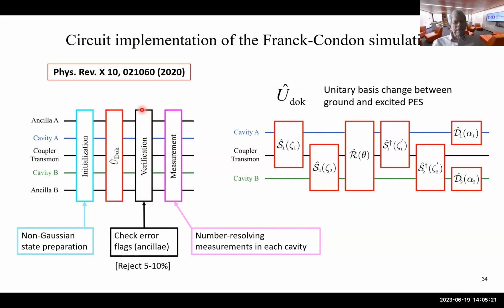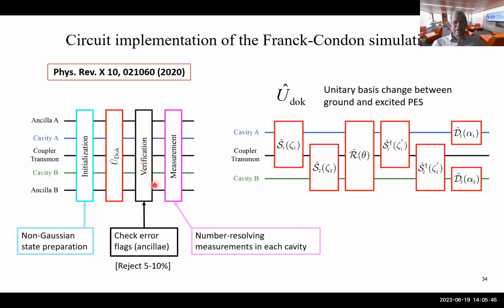There's a verification step where certain of the ancilla transmons are supposed to end up in their ground state, and if they don't, we post-select these events away. We reject about 5 or 10% of the data. When I say we, I'm referring to Rob Schoelkopf's group.